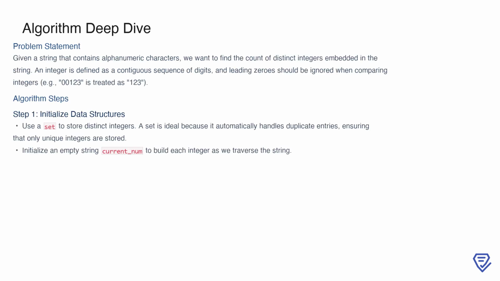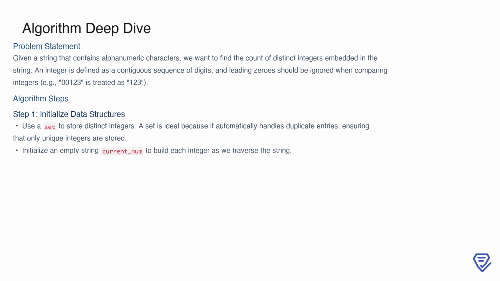The problem we're tackling is to count the number of distinct integers present in a given string. This string can contain both letters and numbers in any order. An integer is defined as a sequence of digits appearing contiguously within the string. One crucial detail to note is that leading zeros in these numbers are ignored when determining uniqueness. For instance, 00123 and 123 are considered the same number.